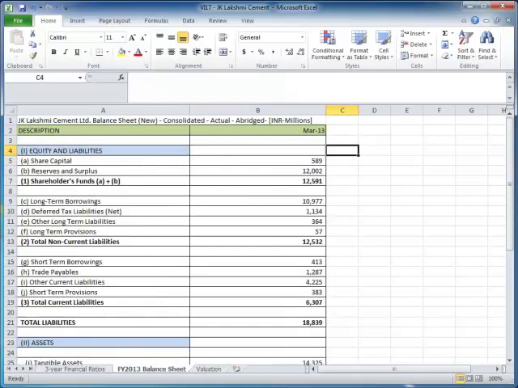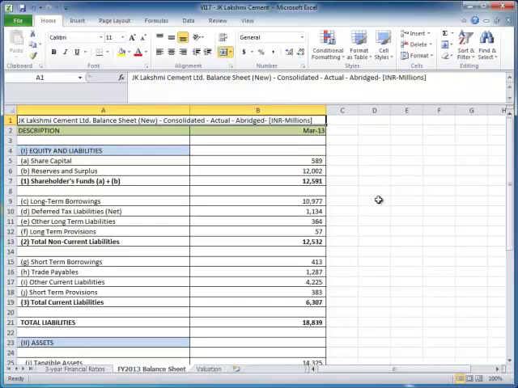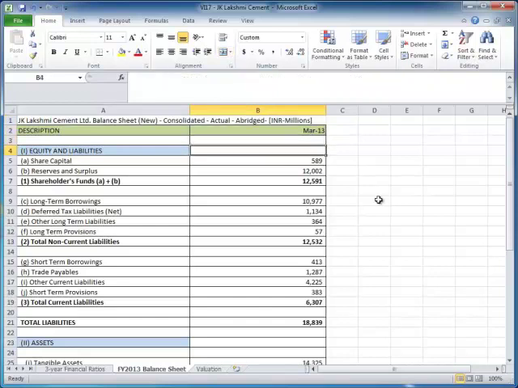Fiscal year 2013 balance sheet. So now let's look at the balance sheet for the company. This is the most recent one as of fiscal year 2013, and this is measured in millions of rupees. So the first thing we're going to look at is equity and liabilities, and after that we'll look at assets.